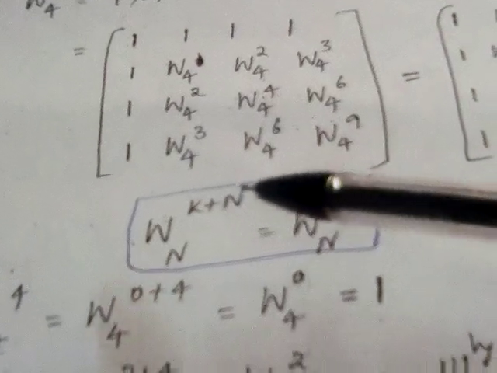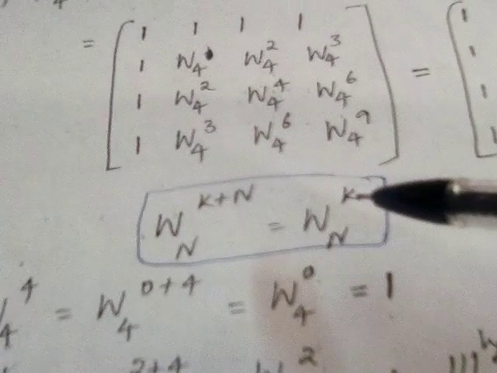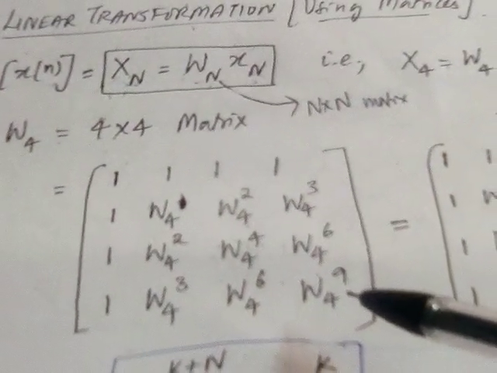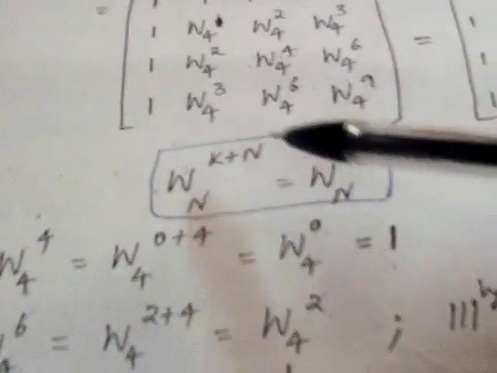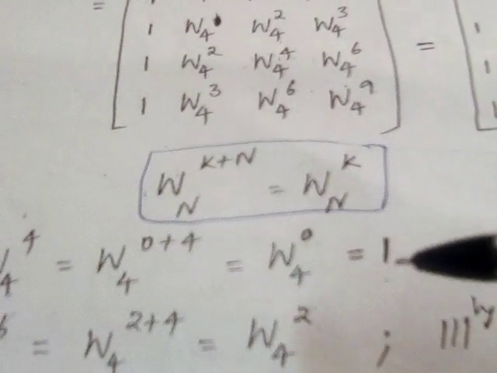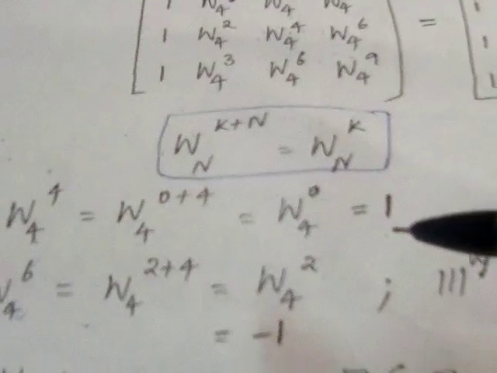Now this is one property of the twiddle factor: Wn power k plus n can be written as Wn power k. So all these big values can be reduced so that the calculation becomes simpler. W4 power 4 means I can write this 4 as 0 plus 4, and according to this property this becomes W4 power 0, which is 1, because e power 0 is 1. You can calculate and see. So in general Wn power 0 will be 1.